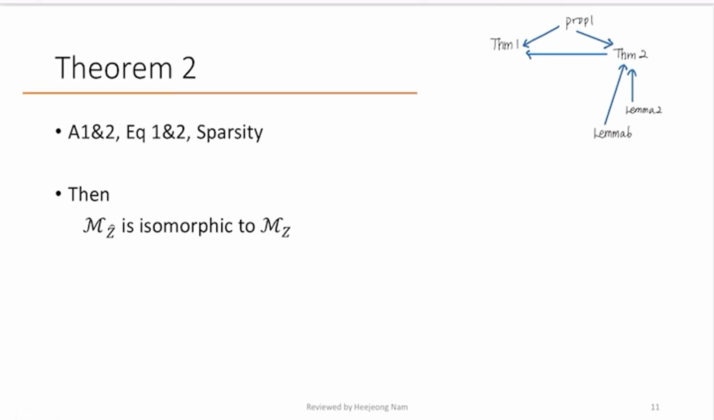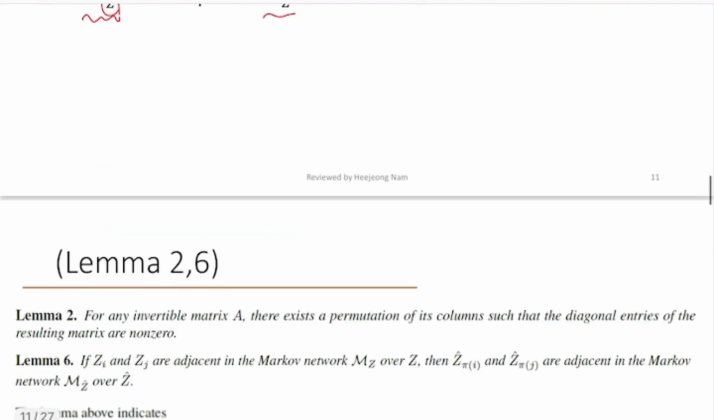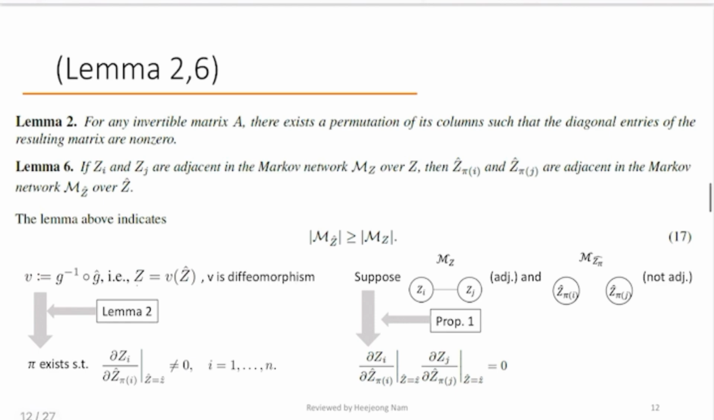Theorem 2 also needs assumptions 1 and 2, equations 1 and 2, and also the sparsity assumption. Then the Markov network of the recovered Z, which is Z hat, is isomorphic to MZ, the true Markov network. To prove this, we need lemmas 2 and 6. Lemma 2 is that for any invertible matrix A, there exists a permutation of its columns such that the diagonal entries of the resulting matrix are non-zero.